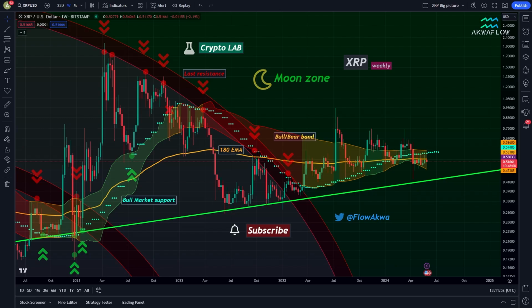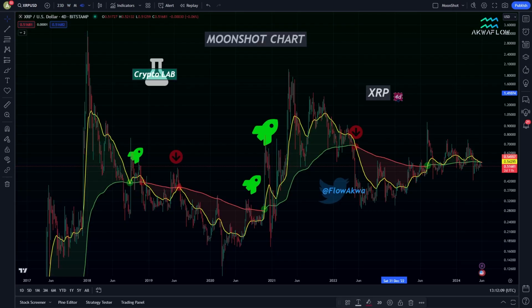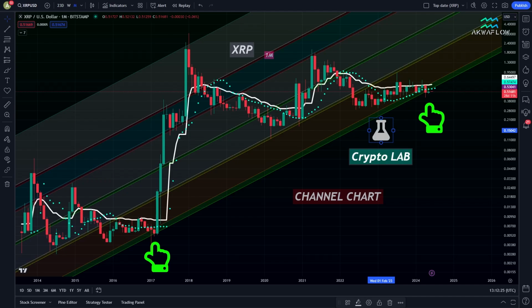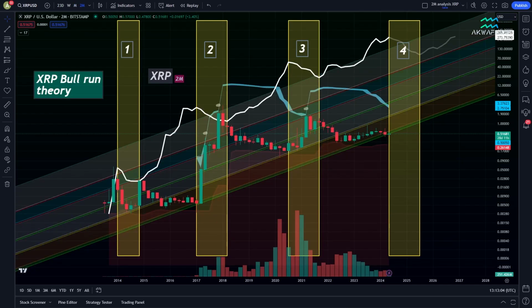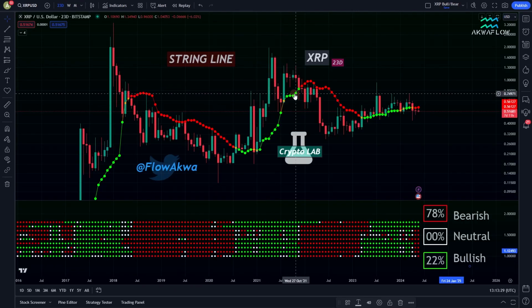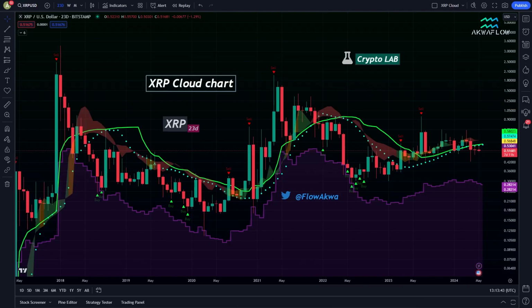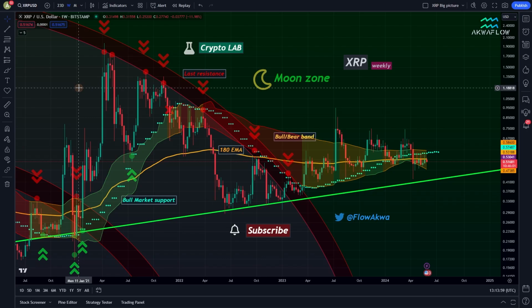We are going to start with the XRP big picture chart. Then I'm gonna share an update of the Moonshot chart. We are going to dive into the channel chart. As it is the beginning of June, we are going to talk about the XRP bull run theory on the 2 months time frame. Then I'm going to tell you everything you need to know about the XRP bull bear index. And the last chart of the day will be the cloud chart. I hope you're ready. It's time.